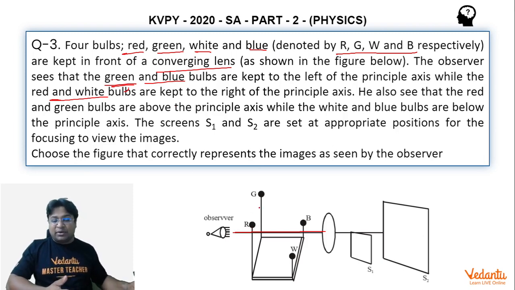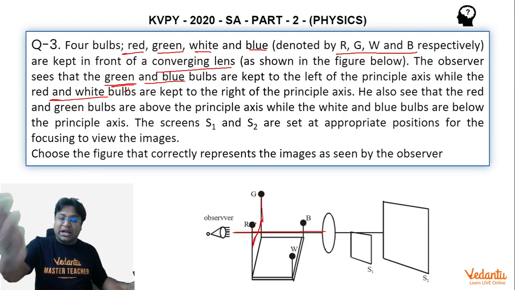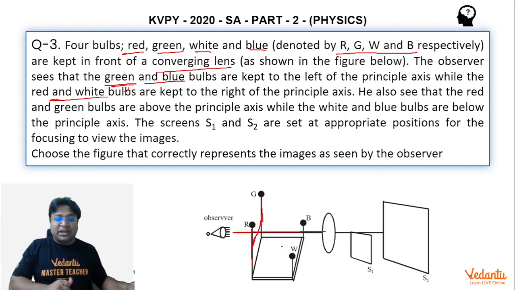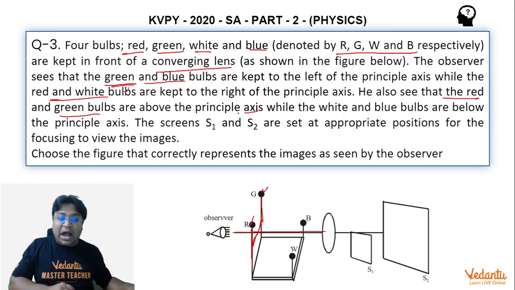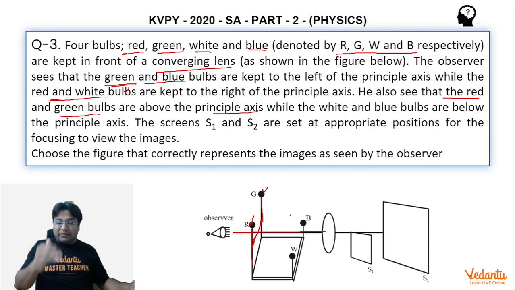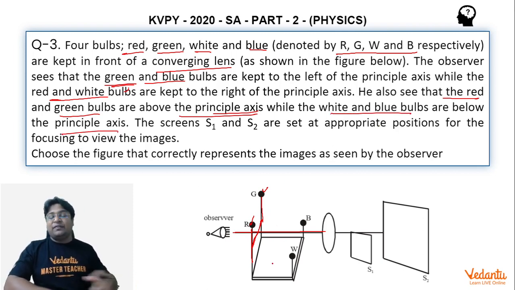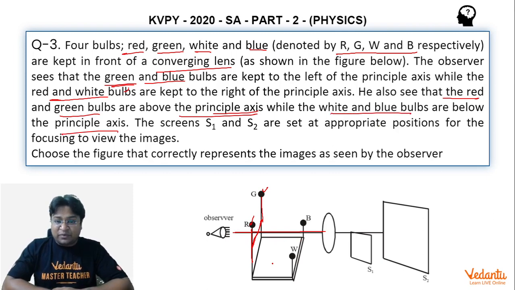What I'm trying to suggest is that if I draw a horizontal line like this, this line is behind the principal axis and this line is in front of the principal axis. So red and white are in front of the principal axis. Apart from this, red and green, these two bulbs, are above the principal axis, as seen from our position also, while white and blue are below the principal axis. So basically the relative positions of these four bulbs are told to us using the principal axis as the reference.